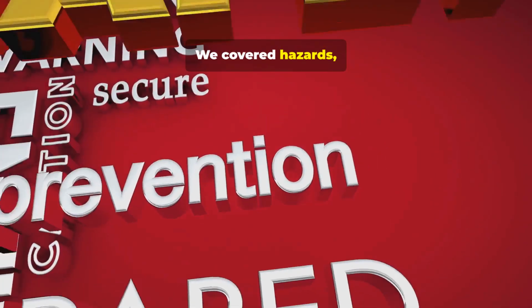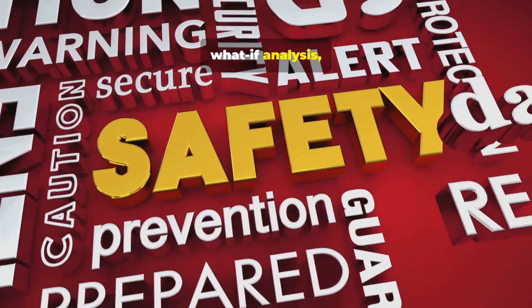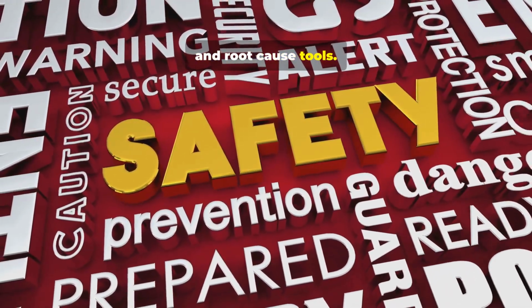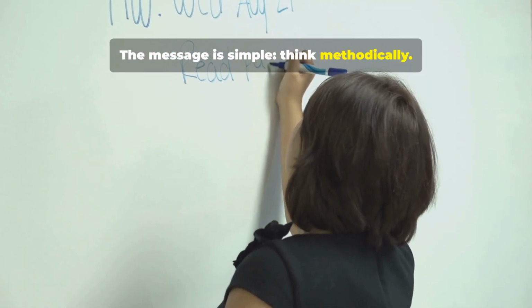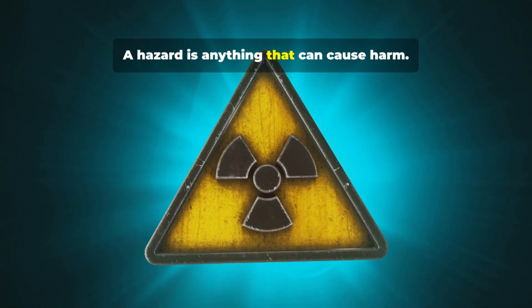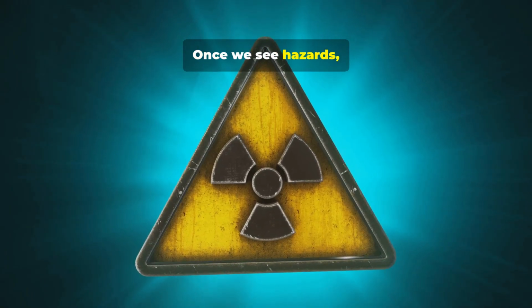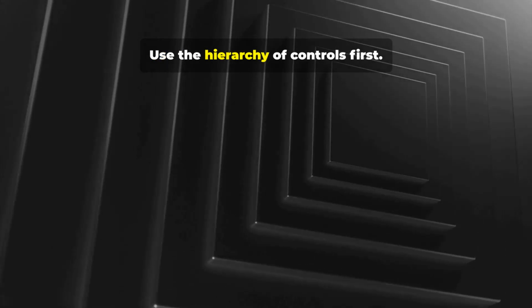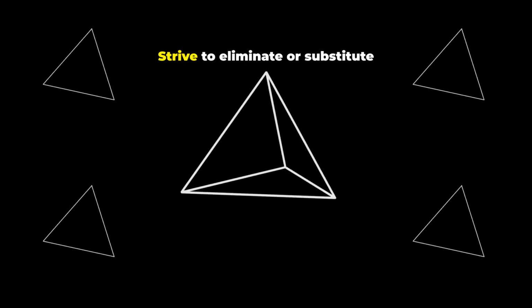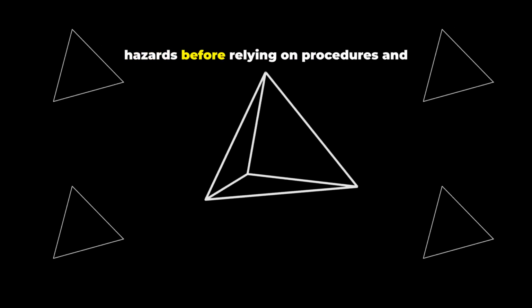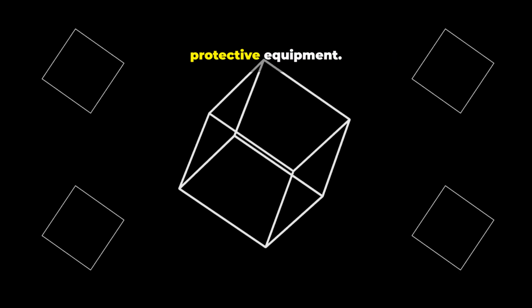We covered hazards, the control pyramid, what-if analysis, the bow tie, and root cause tools. The message is simple: think methodically. A hazard is anything that can cause harm. Once we see hazards, we must act. Use the hierarchy of controls first. Strive to eliminate or substitute hazards before relying on procedures and protective equipment.